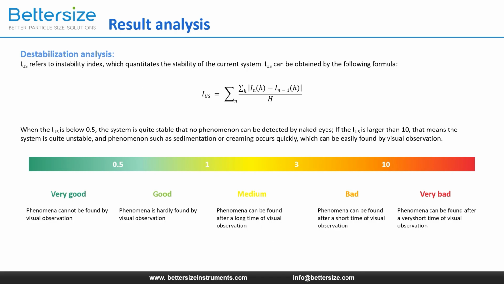If the IUS is equal or smaller than 0.5, that means the dispersion is quite stable. An unstable phenomenon cannot be observed with our naked eyes. If the IUS is larger than 10, the dispersion can be considered unstable. Phenomena such as sedimentation or creaming occurs quickly and they can be easily observed with our eyes. The larger the IUS value, the more unstable the dispersion will be.